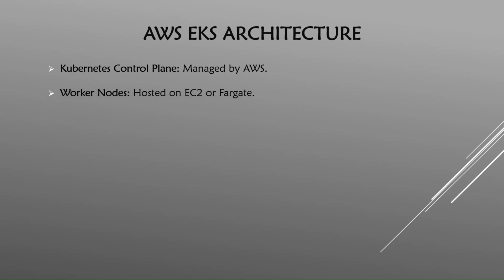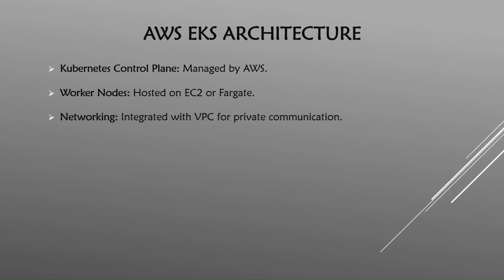And we have the worker nodes hosted on EC2 or Fargate. EC2 instance worker nodes are typically EC2 instances running the Kubernetes kubelet agent. These nodes run the workloads, that is pods, and communicate with the control plane. AWS Fargate is for serverless operation. AWS Fargate can host pods without any infrastructure management. Fargate dynamically provisions resources based on the application requirements.